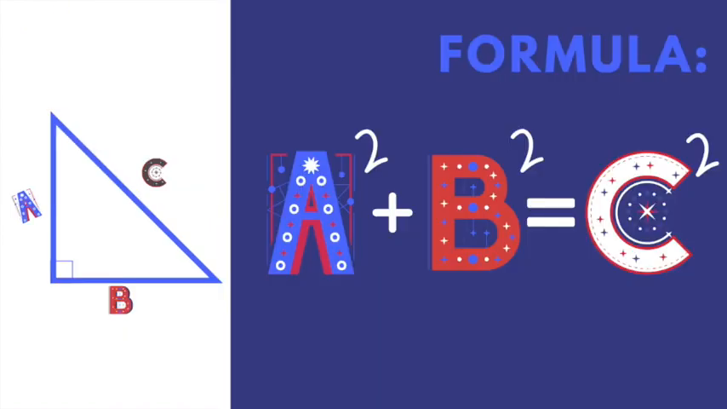Using these three sides, we can build our formula: A squared plus B squared equals C squared. Now what this means is we take the side A, square it, plus the side B, square it, and that's going to equal, when we add those two together, A squared plus B squared, the third side squared. And if you're still having trouble with the concept of squared and square roots, we'll be working on that in class, but make sure you check out the review of squares and square roots.